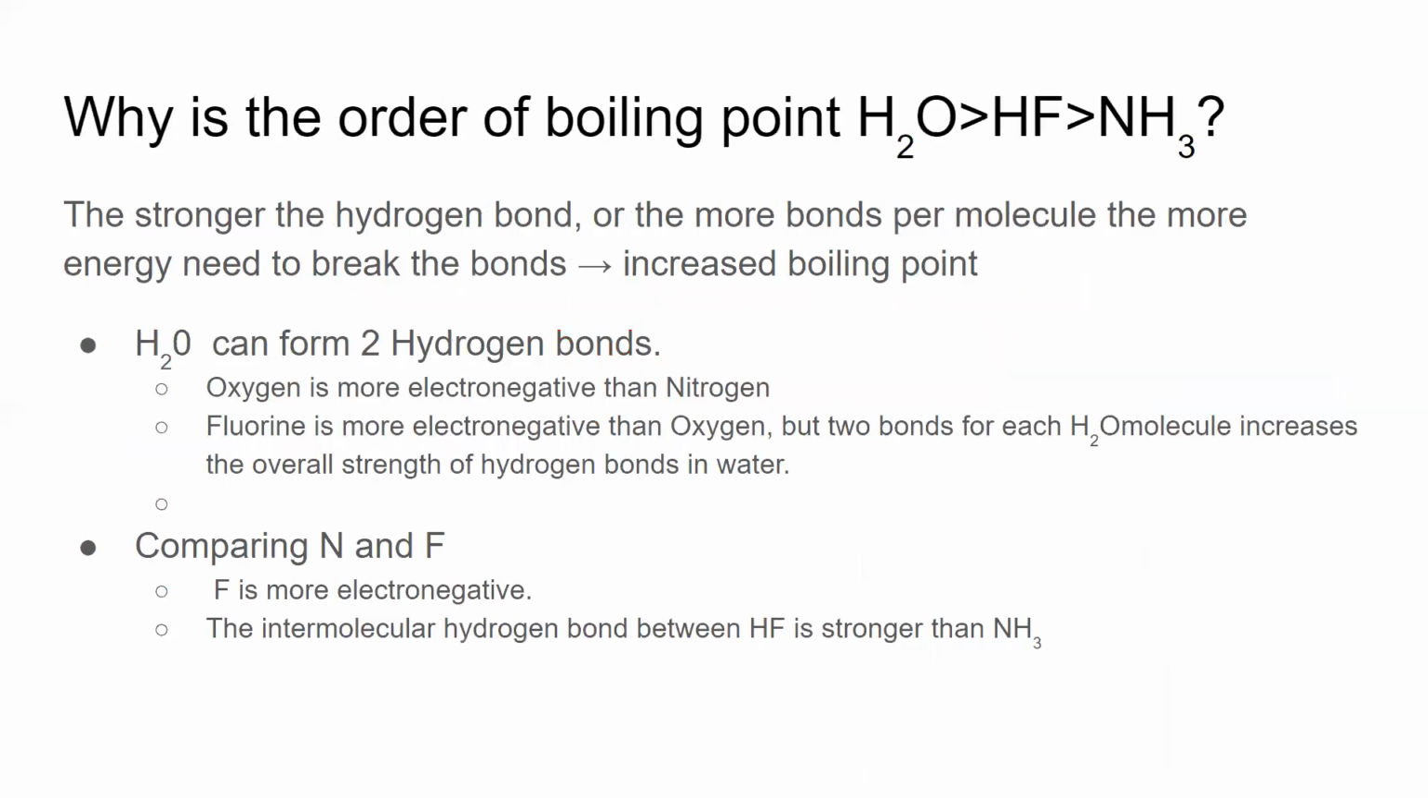So how does hydrogen bonding affect some of the properties that we're going to be talking about? Let's think about boiling point, and why would water have a higher boiling point than hydrogen fluoride or ammonia? So let's think about that. We've got very strong hydrogen bonds in all of these. So we can form hydrogen bonds.